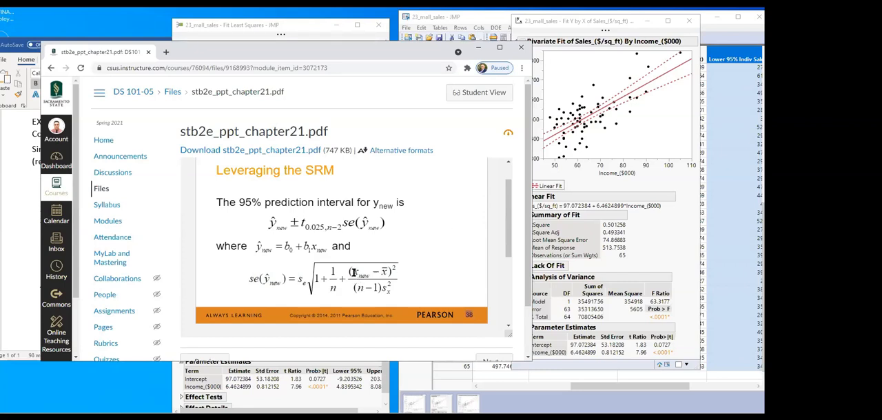So when a new x value is given, the higher the distance from x bar, which is the average of income, we can see that that confidence band grows, right? Because that fraction is growing. When that fraction grows, the standard error of the y is growing.